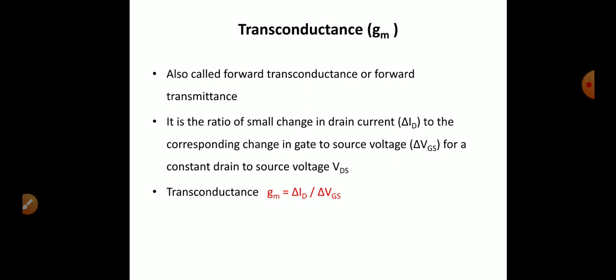Third one is transconductance represented by gm. It is also called forward transconductance or forward transmittance. It is the ratio of small change in drain current to the corresponding change in gate to source voltage for a constant drain to source voltage. Transconductance gm equal to delta ID by delta VGS.